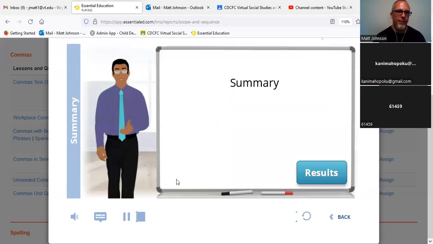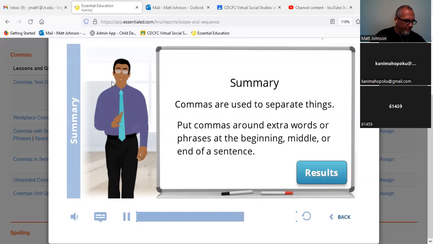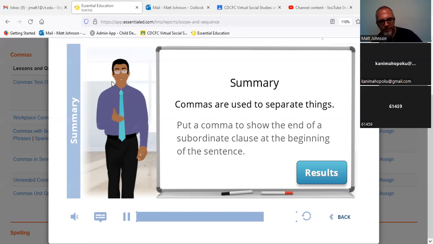Do you have a better understanding of commas now? We use commas all the time, but it's one of those things that most people don't really think about. When you understand why people use commas, it will be easier to understand when to use commas in your writing. Just remember that commas are used to separate things. And one use of commas is to separate out extra words and phrases so that you can identify the main part of the sentence. So, put commas around extra words or phrases at the beginning, middle, or end of a sentence, and put a comma to show the end of a subordinate clause at the beginning of the sentence. It will help clarify your writing.